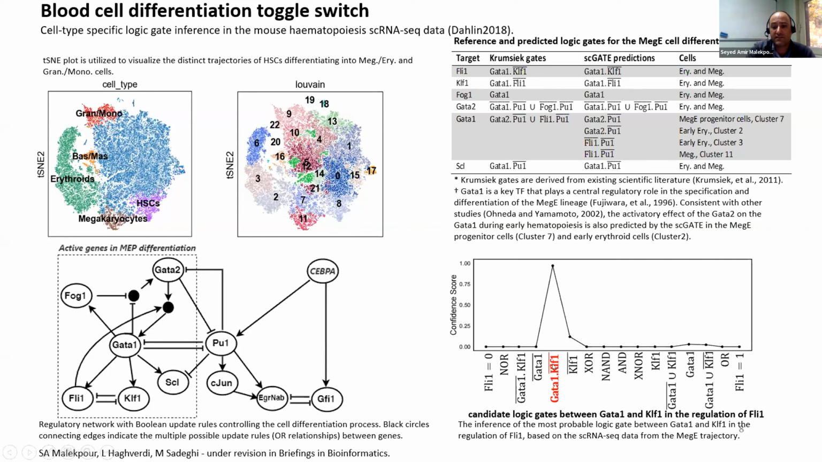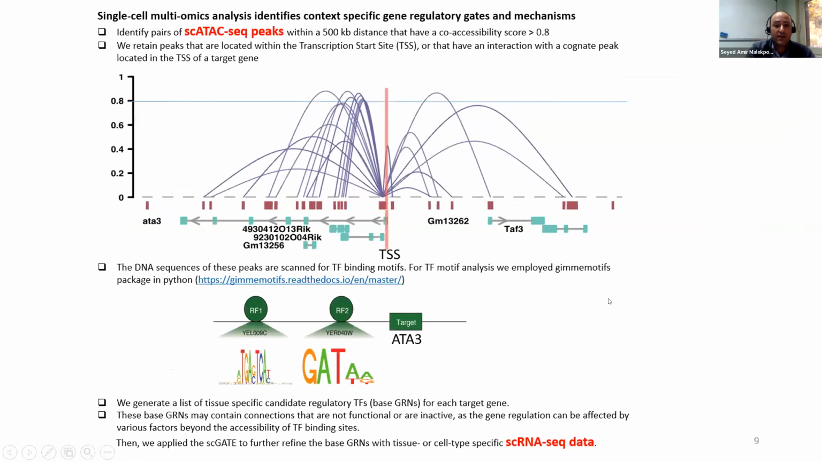In this plot, we also see the confidence score of the model in predicting GATA1 and not KLF as a regulator for FLI1. So the general pipeline is that we look for open chromatin regions using single cell ATAC-seq data. These open chromatin regions are potential binding sites for transcription factors. Actually, we search for potential regulatory regions that are co-accessible with the transcription start site. We use Cicero.